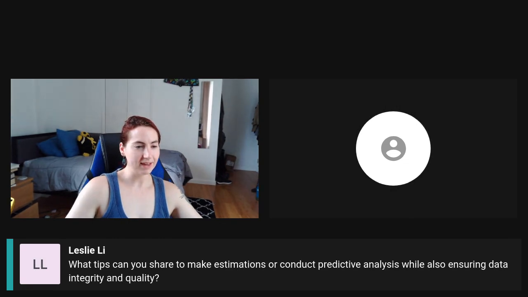Next up, Leslie has asked, what tips can you share to make estimations or conduct predictive analysis while also ensuring data integrity and quality? Hmm. The reason I'm pausing is because I don't know if there's a good uniform answer. Again, it's the frustrating answer of it depends on the context.